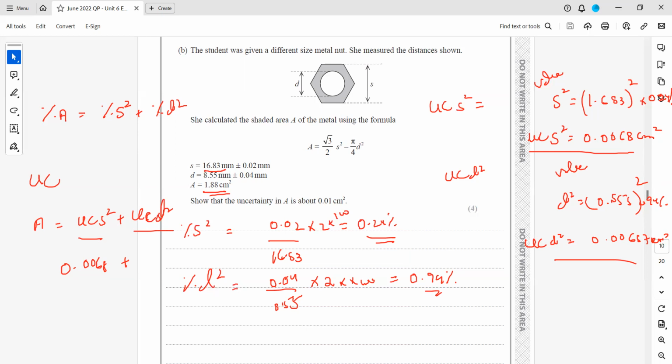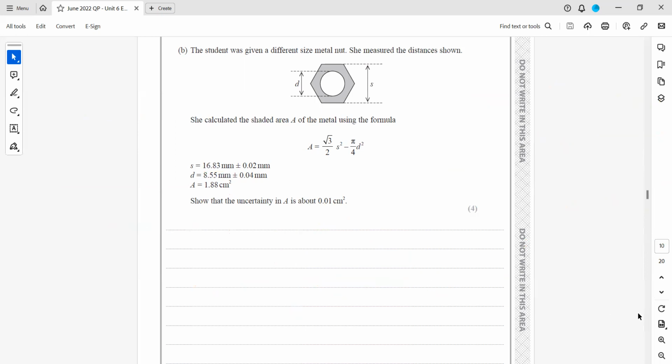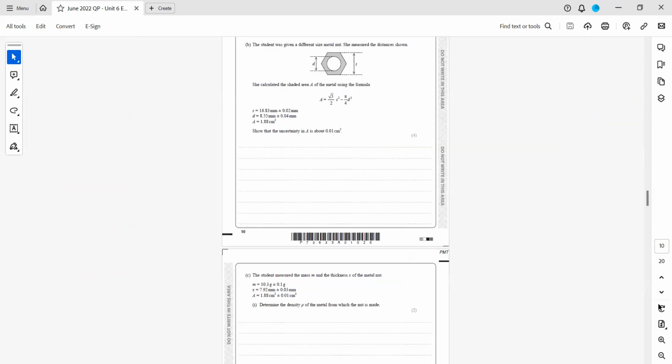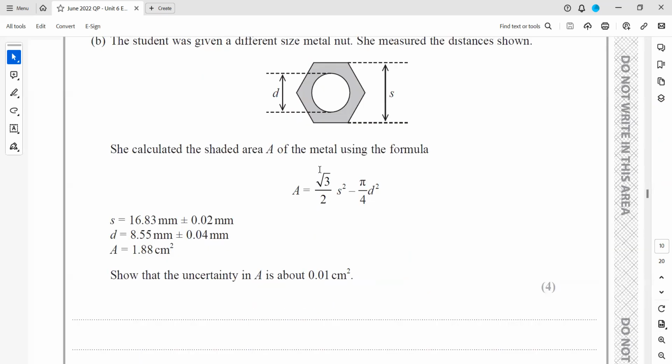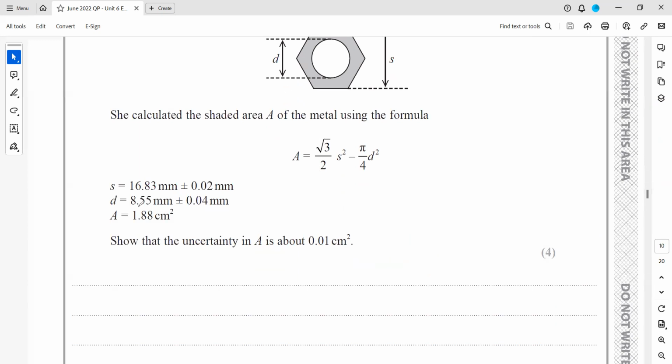There's also another method, which means the variation in the value of A. The second method to get the variation in the value of A: 1.88 centimeter square is given to us, but we have to show the uncertainty is about 0.0. What is the meaning of uncertainty? It is the variation between our maximum and minimum value, which is about 0.01 centimeter square. This is a mean value; 1.88 is given.